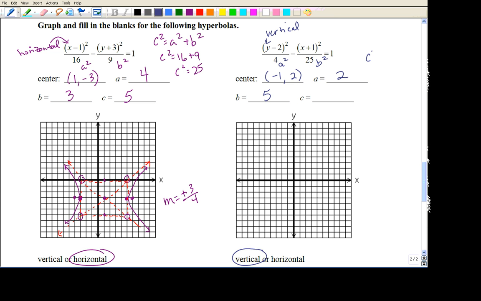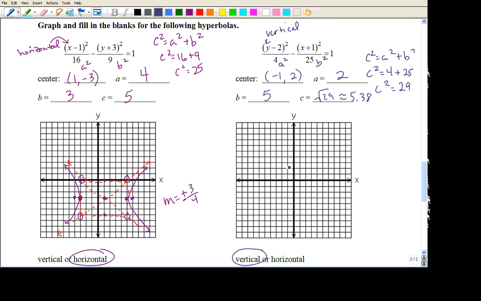Then we can use c squared is a squared plus b squared. So we have 4 plus 25. So c squared is 29. So then c would be the square root of 29. And I would have a harder time graphing the square root of 29, so if I figure out the decimal form of that, it's about 5.38. So that'll be a little bit easier to count on my graph.